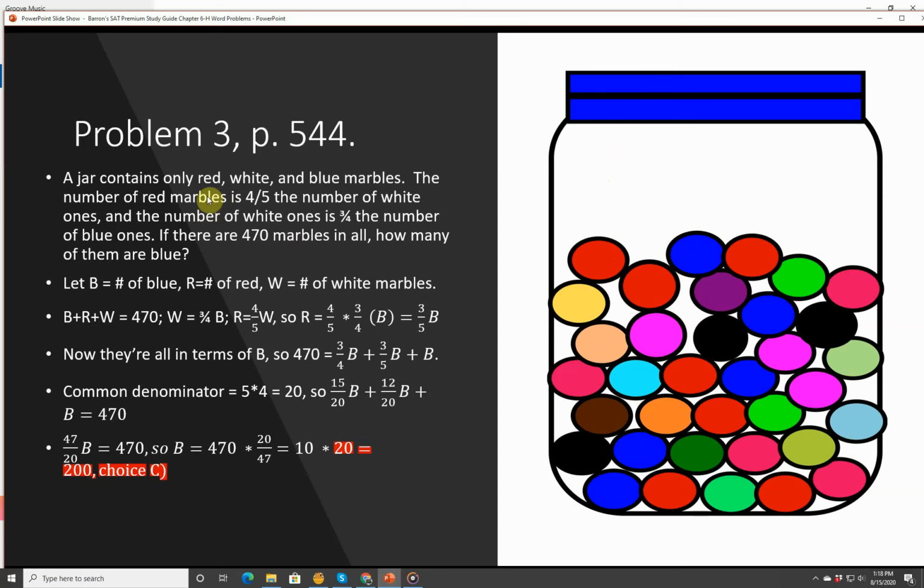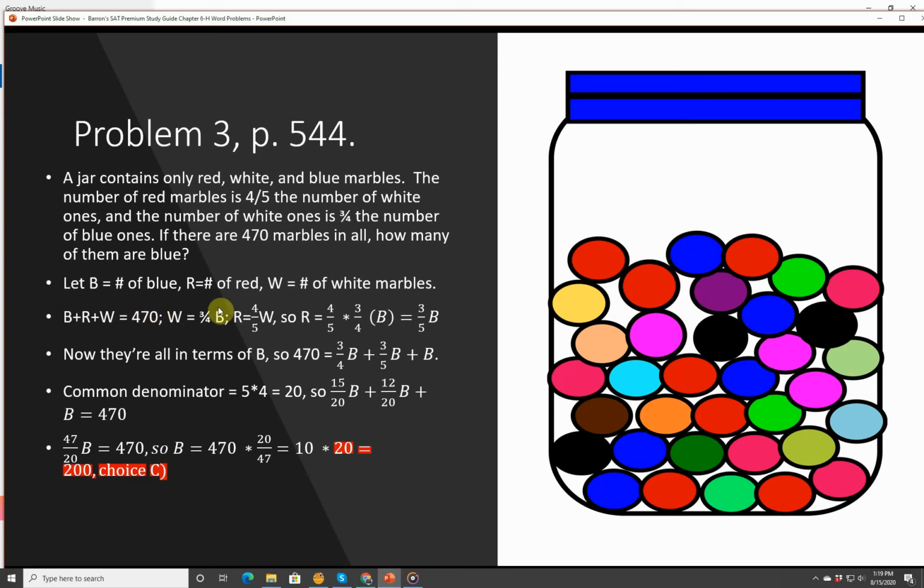The number of red marbles is 4/5 the number of white ones, and the number of white ones is 3/4 the number of blue ones. If there are 470 marbles in all, how many of them are blue? Well, let's have B equal the number of blue marbles, R equal the number of red marbles, and W equal the number of white marbles. Easy enough, right? So B plus R plus W equals 470.